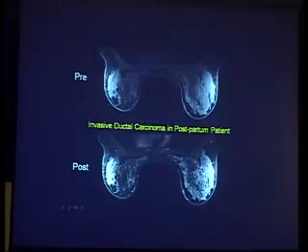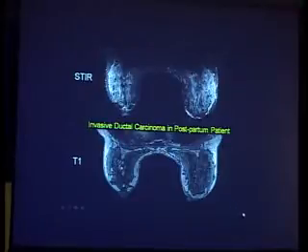So this is actually the mass that's enhancing very strongly. That is her invasive ductal. But I'm showing you the case to show you another finding, which is kind of interesting. There is the cancer, but what am I pointing to with the yellow or the orange arrows? What is that? Pre-GAD, post-GAD. Does it enhance? No. Let's look at other sequences.